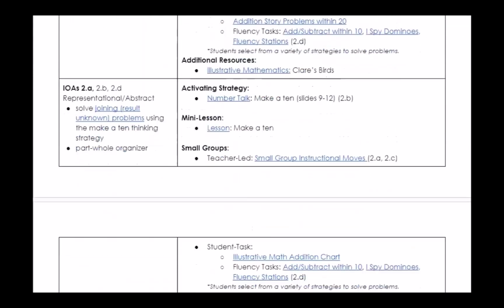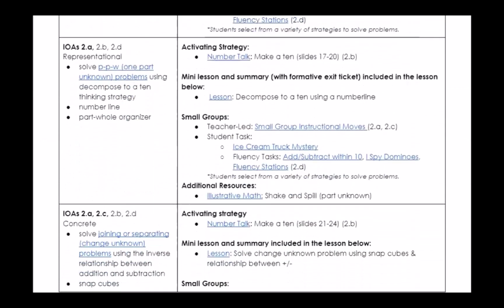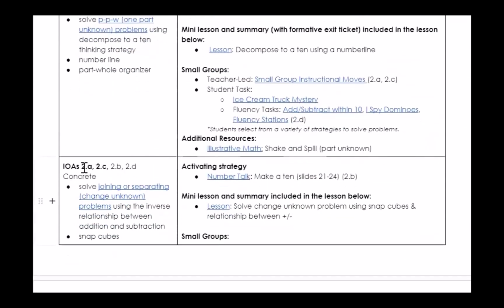It's around the 12th day, but you are going to see this bullet over here. Now we have 2A and 2C. You're going to notice that 2C is also bold, and that's because 2C can be added because the problem type that we're using now will allow students to use the inverse relationship between addition and subtraction to solve.